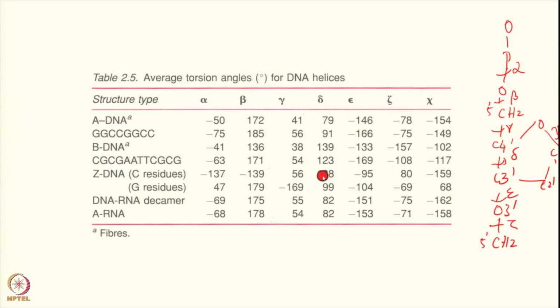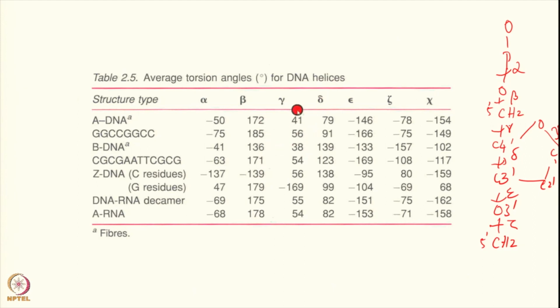So one of them has a C2 prime endo kind of a structure, the other one has a C3 prime endo kind of a structure, okay. And the beta torsion angle is mostly around the trans value, except for this particular one, where it is 136; otherwise it is mostly around the 180 value roughly.